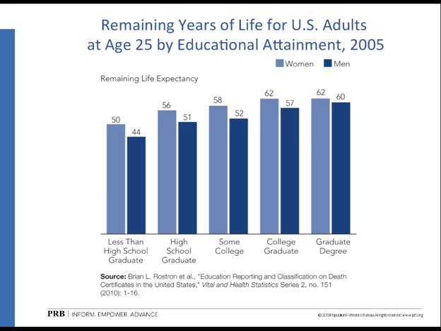This is a 12-year difference for women between those with less than a high school degree in comparison to those with college or more. For men, who are shaded in the darker colors on the graph, those with a college degree or graduate degree are expected to live on average an additional 57 to 60 years, or a total of 82 to 85 years, while men without a high school degree are only expected to live on average an additional 44 years, or a total of 69 years. This is a 13 to 16 year difference for men.